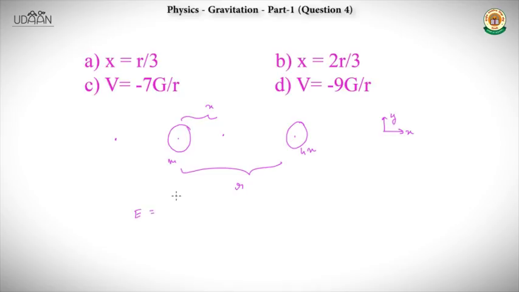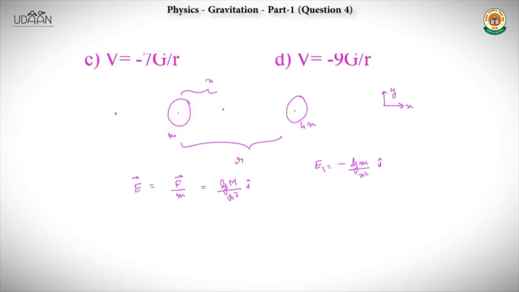The gravitational field is equivalent to force upon m, which is equivalent to GM upon r square i cap. So first we'll find the gravitational field due to this spherical shell, and then we'll find it due to this. So the first one would be equivalent to GM upon x square i cap. I'm just writing these down, but in the exam you can do it directly if you have a good feel of it or a good sense of the direction.